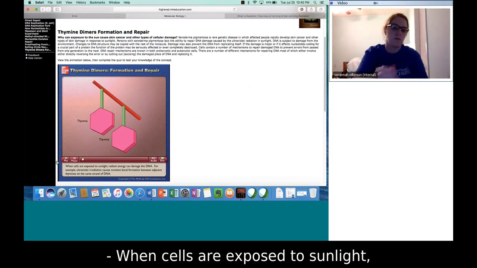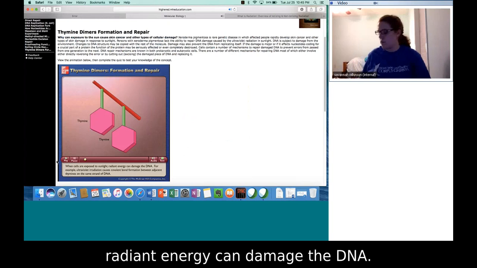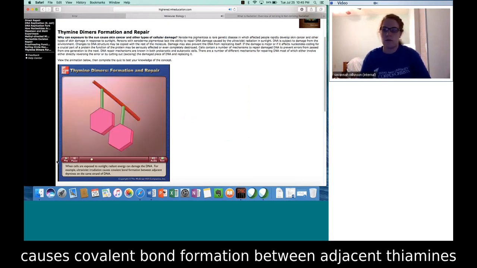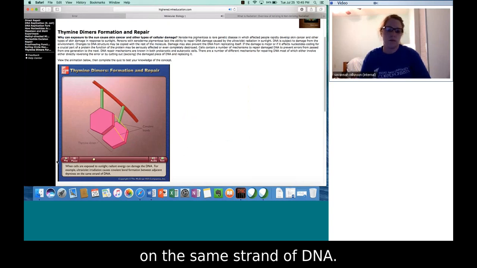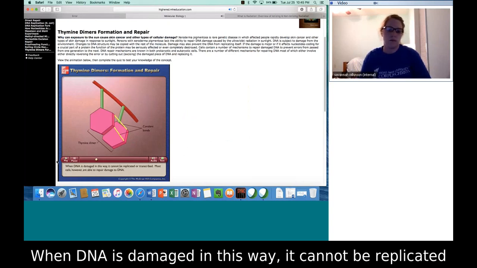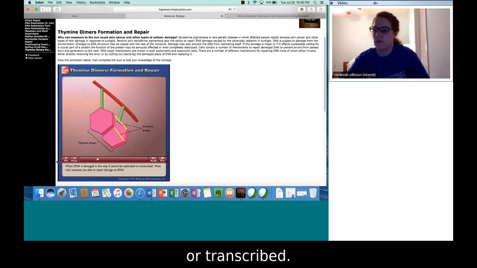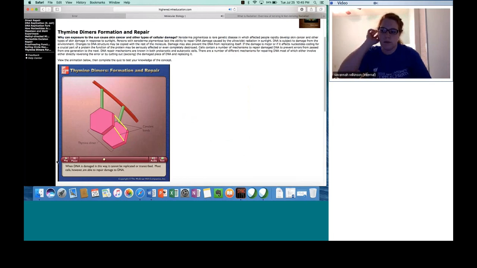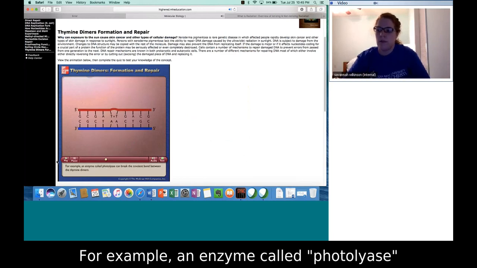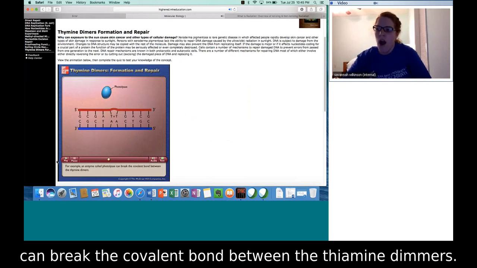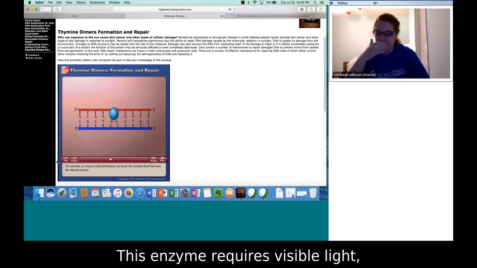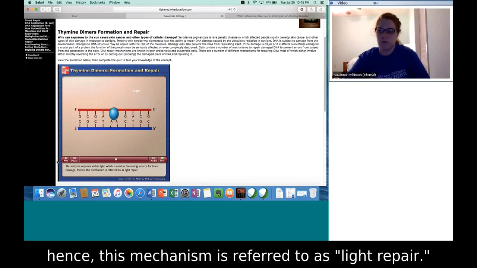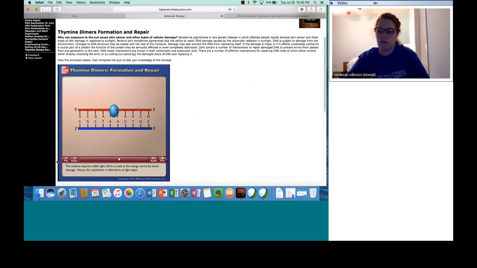When cells are exposed to sunlight, radiant energy can damage the DNA. For example, ultraviolet irradiation causes covalent bond formation between adjacent thymines on the same strand of DNA. When DNA is damaged in this way, it cannot be replicated or transcribed. Most cells, however, are able to repair damage to DNA. For example, an enzyme called photolyase can break the covalent bond between the thymine dimers. This enzyme requires visible light, which is used as the energy source for bond cleavage. Hence, this mechanism is referred to as light repair.